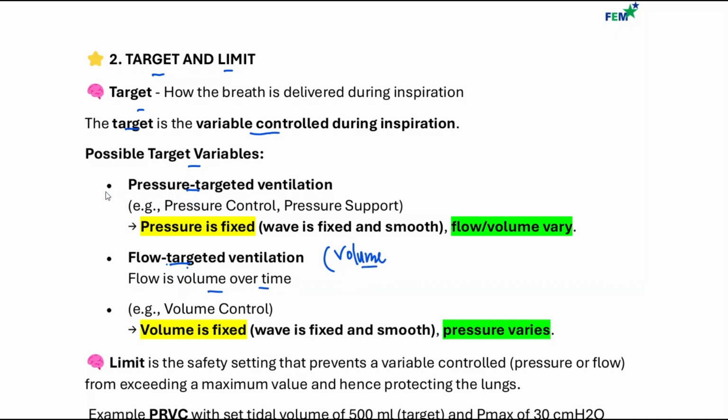Let's start with pressure targeted ventilation. This is the classic in things like pressure control and pressure support. The pressure is fixed. When you look at the waveform of the pressure, you're going to see the wave looks fixed and very smooth. That means if you are controlling the pressure, what are we not controlling?